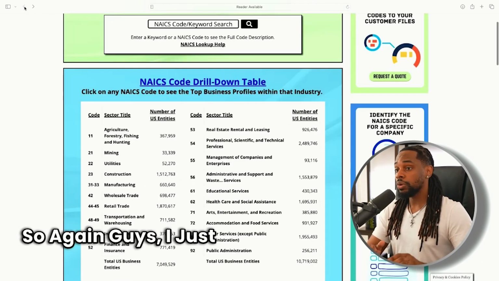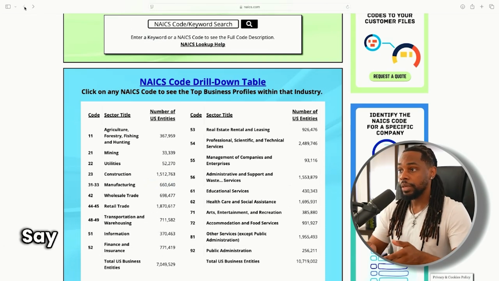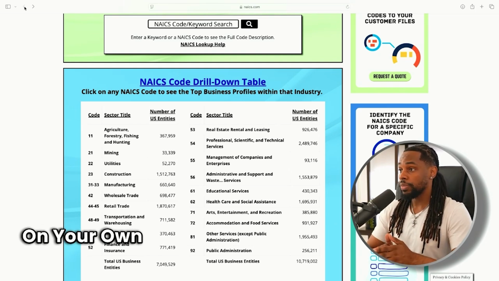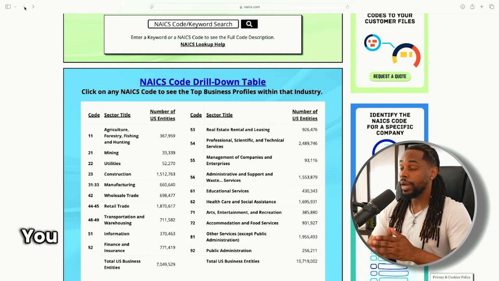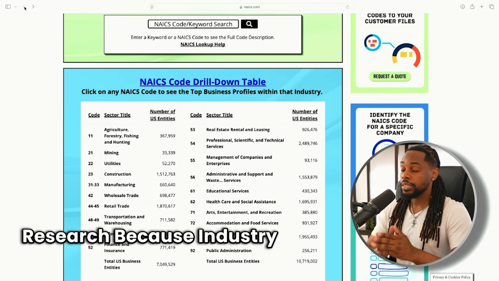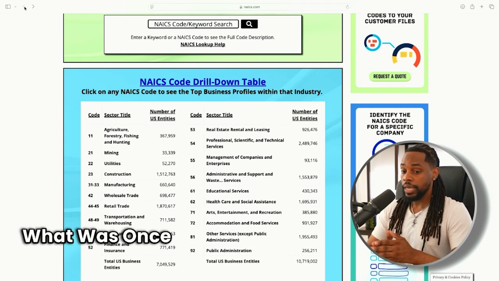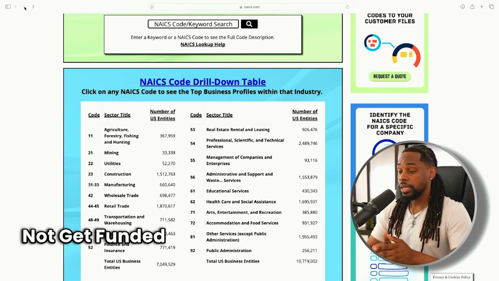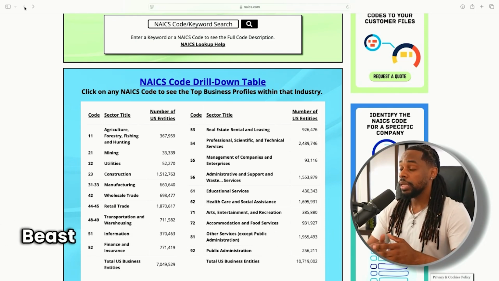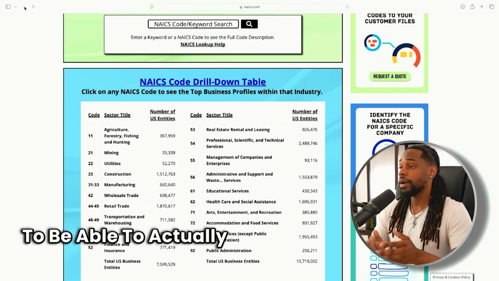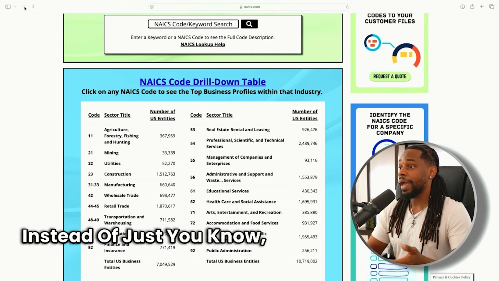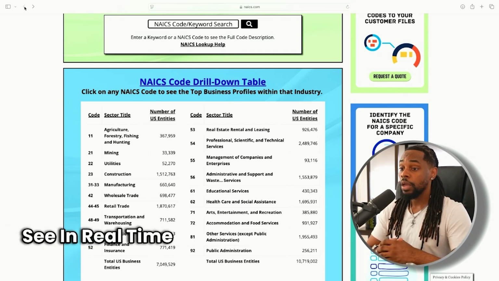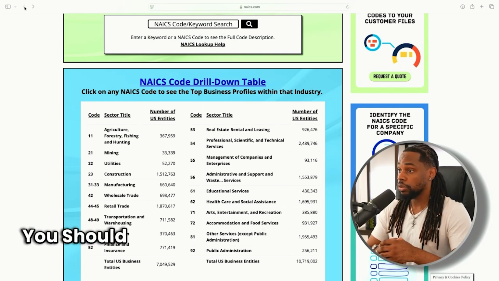So again, guys, I don't want to just show you a list of codes and say pick from this. I want you to understand how to find this information on your own without having to get it from anybody. You can do your research because industry sentiment will change. What was once a highly funded NAICS code may get oversaturated and may not get funded anymore. This is an ever-growing beast, and you need to be able to find this information instead of asking or relying on old data. You can look at new data and see in real time what's the best NAICS code and where you should go to get the most funding.